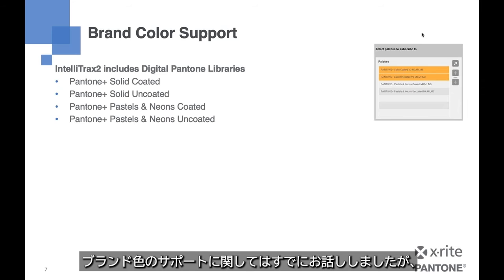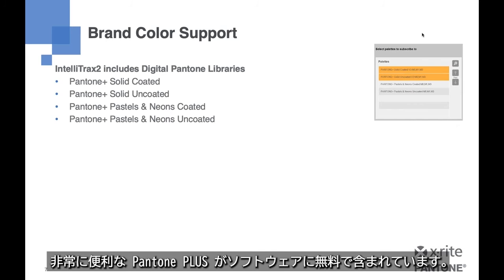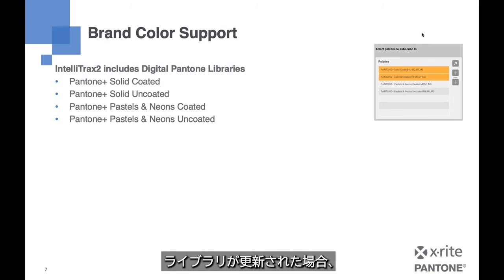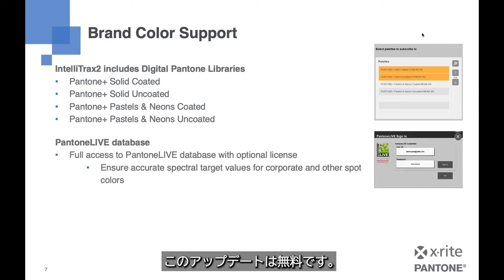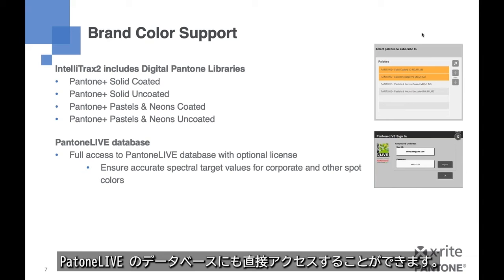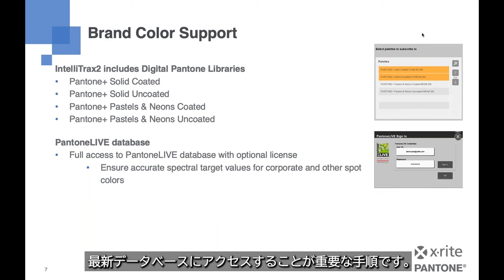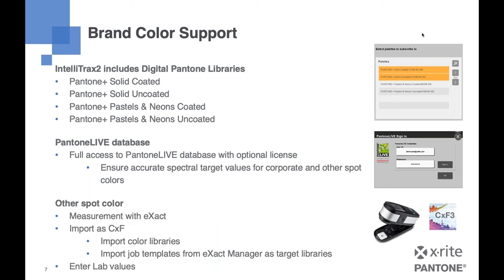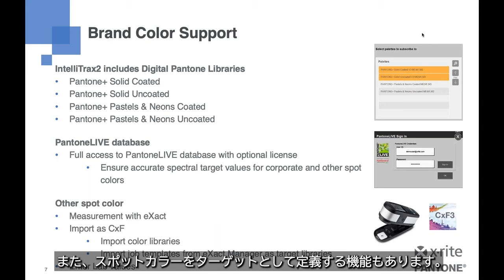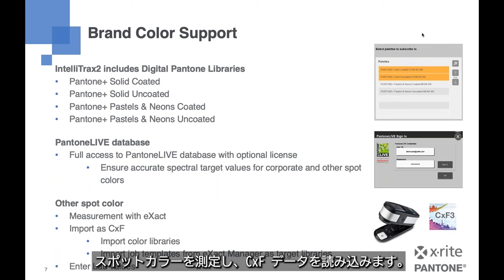Brand color support, as already touched on before: we do Pantone Plus. Those are included for free with the software. And if there is an update of those libraries, they get automatically updated in the software, so there's no additional later charge for that. Then the Pantone Live database: you can get direct access to that if you're working for a brand, for example, and this is important to have. With an optional license, you can access those. There are also other capabilities of how you can define a spot color as a target. You could measure it with an exact.